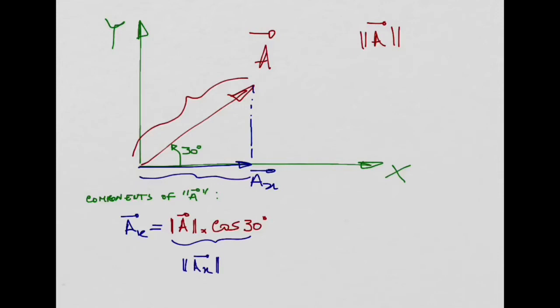The norm is always the intensity or the value or the length of the vector, right? So it gives me this length here. This length here is the norm of this vector AX in blue, which is basically the projection. So the norm of A cosine of 30 degrees is the projection of vector A in the horizontal axis, right? That's how you project a vector along a specific direction.